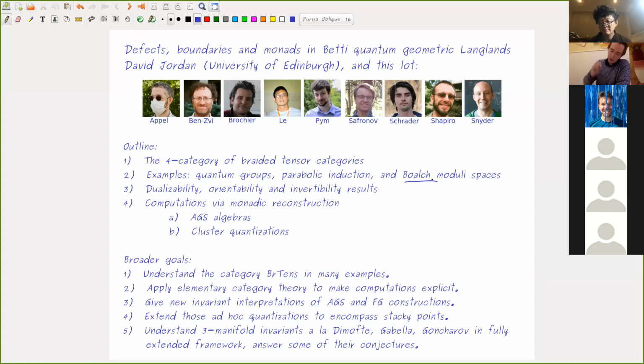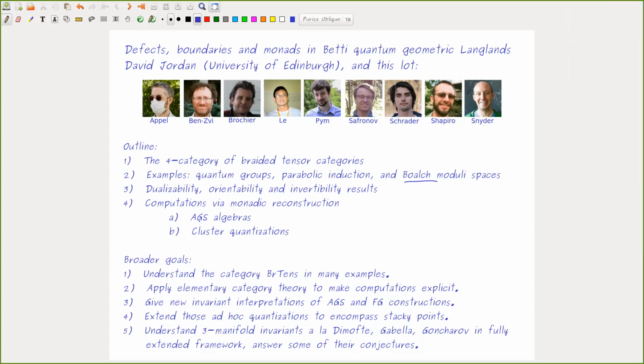And then what I hope to spend the most time on is giving you a sense of how you can do computations with this stuff quite explicitly when you're talking about surfaces. So I want to briefly recall some older work about so-called Alekseev-Grosse-Schomerus algebras and how they appear in this story. And time permitting, I want to just spend the most focus on more recent work.